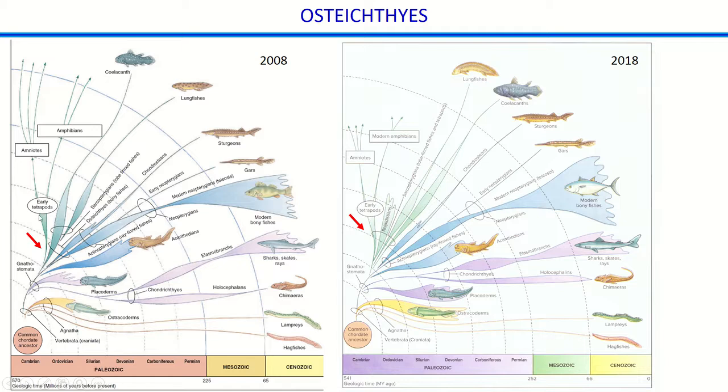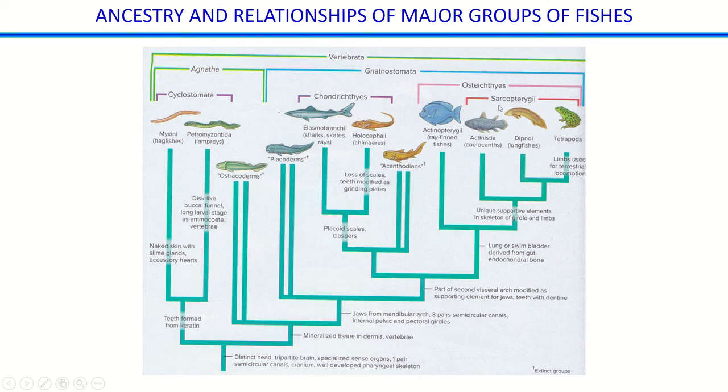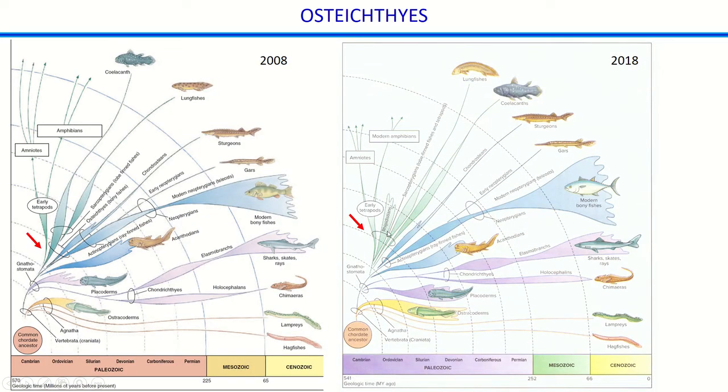And very importantly here, you can see the early tetrapods were considered to be separate from these coelacanths, these sarcopterygii, but now they've been grouped within the sarcopterygii. So you can see the coelacanths, the lungfishes, and then all of our tetrapods.